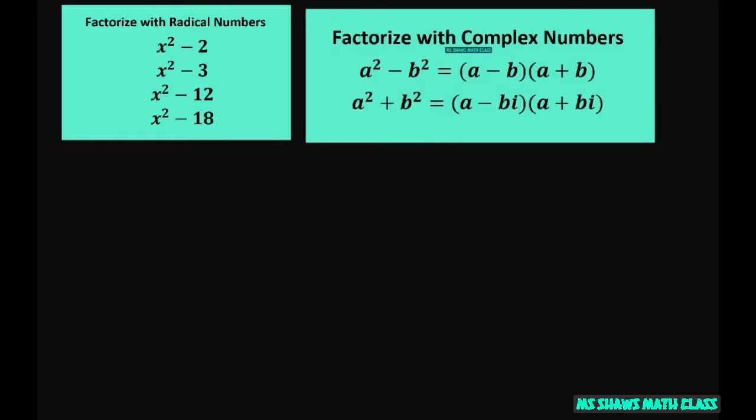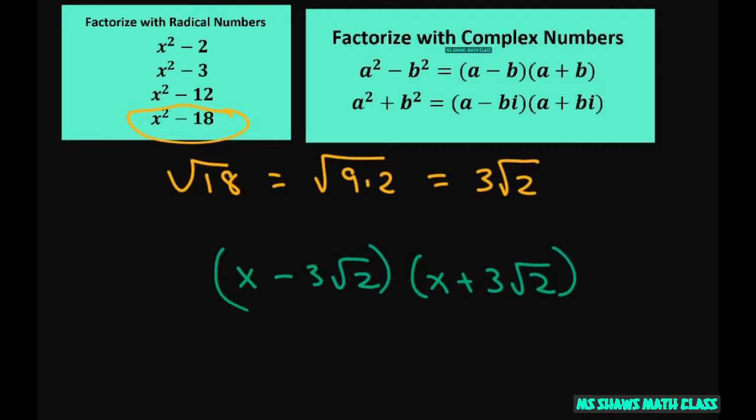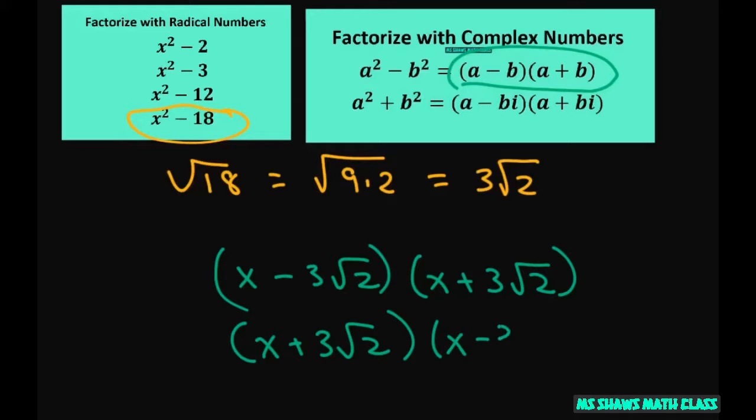And on the last one, let's do square root of 18. That simplifies to square root of 9 times 2, which equals 3 square root of 2. So your final answer is just going to be x minus 3 square root of 2 times x plus 3 square root of 2. It doesn't matter what order you put plus or minus. I could easily put x plus 3 square root of 2 times x minus 3 square root of 2.